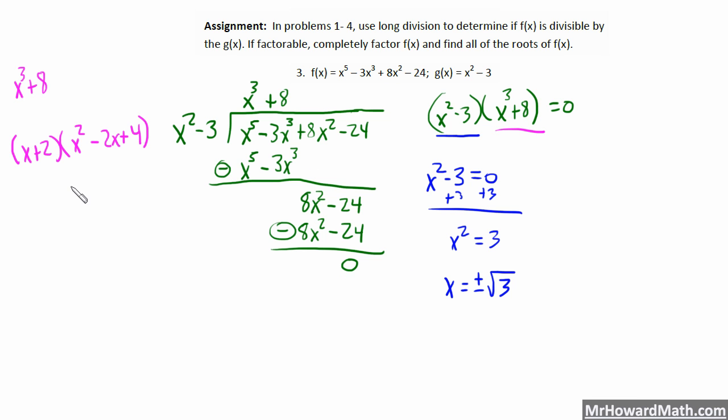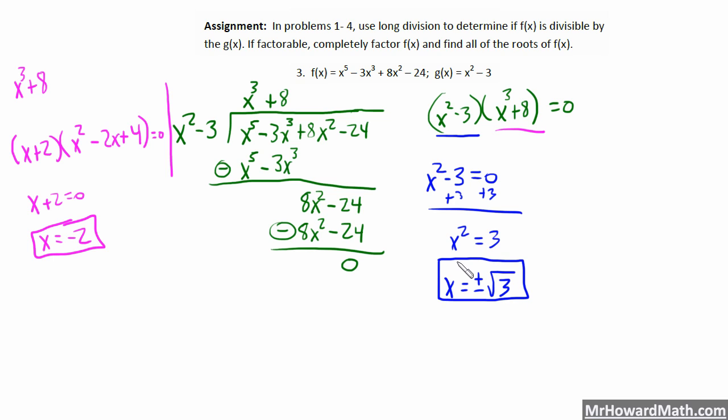Okay, so we now can say that this thing is still set equal to 0 here. I'm kind of running out of room here. I'll put a bar there to make sure we keep that separate. So we have x plus 2 equals 0, therefore x equals negative 2. So here is another root. I'm going to box these in. So now we found 3 total roots.